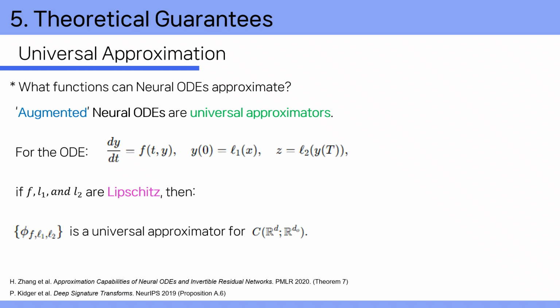What kinds of functions can neural ODEs approximate? Generally speaking, under mild conditions, augmented neural ODEs can approximate any continuous mapping. Interestingly, the vector field F itself does not need to be a universal approximator. Similar approximation results also hold for neural CDEs and neural SDEs. You can find formal theorems and proofs in the references listed below.